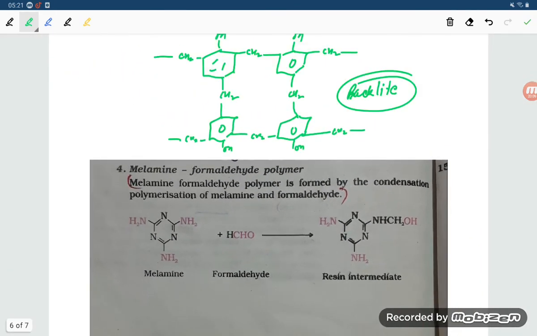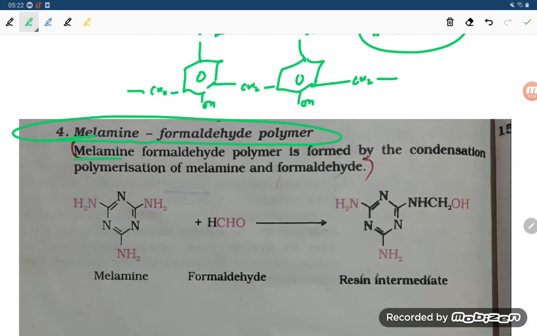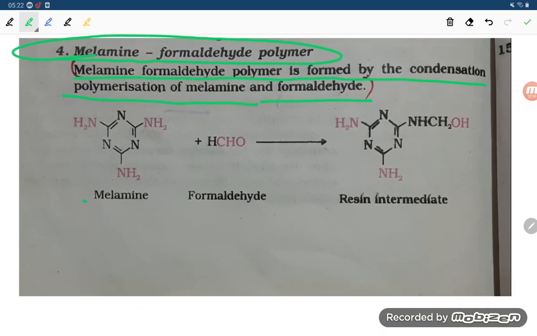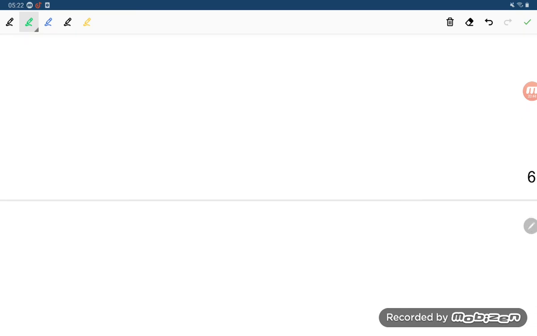Okay, next one, very important, student: melamine formaldehyde polymers. Melamine and formaldehyde get involved in the process of condensation, and they form melamine formaldehyde polymers. It is formed by the condensation polymerization of melamine and formaldehyde. So this is melamine, student, and this is formaldehyde. These two get added together, and they form melamine formaldehyde polymers.